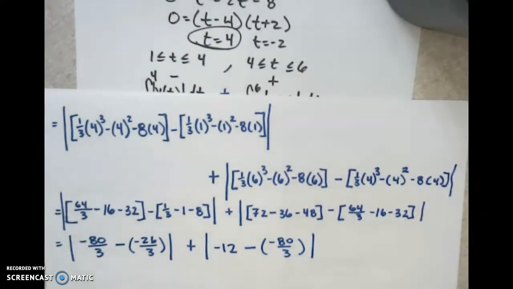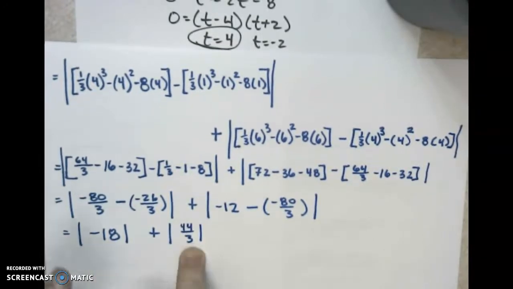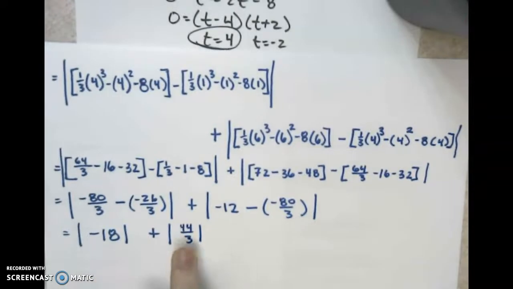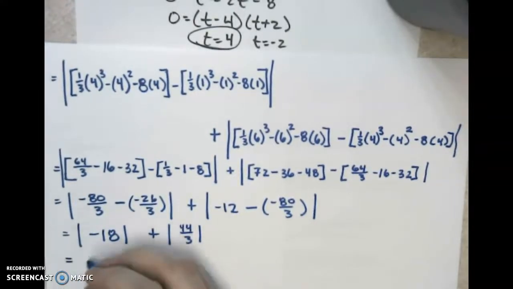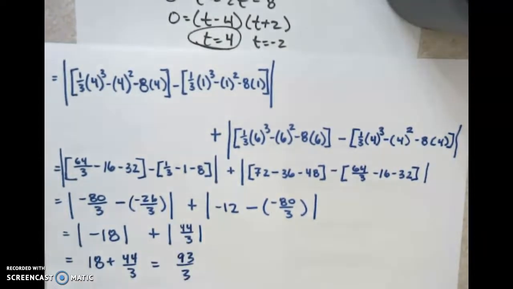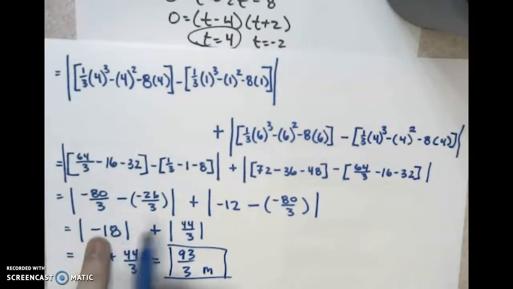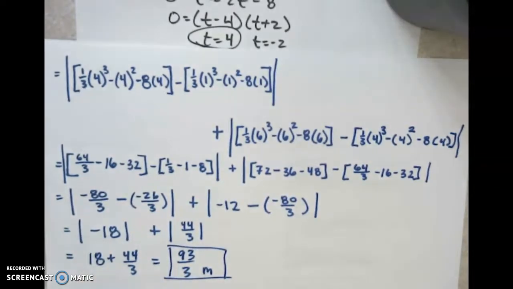Then put those together. From here, I'm getting negative 18 and positive 44/3, which we knew was going to happen. We knew this was our negative section and this was our positive section. So you're going to end up getting positive 18 plus 44/3. That will give you 98/3 is the total distance traveled, not the displacement, but the total distance traveled. So we went in a negative direction at first, and then we went in a positive direction, and it's adding up the absolute value of those distances traveled. So 98/3 is your total distance.